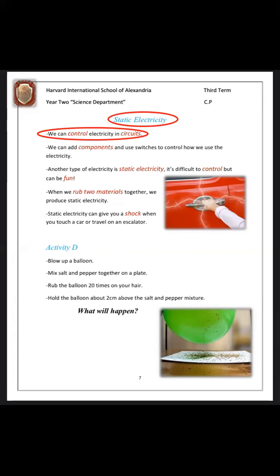What is static electricity? Okay, like I said, we can control electricity in circuits. We can add components and use switches to control how we use the electricity. Remember the components in the previous lesson? These are the wires, the cells, and the lamp. And if we want to make a break, we're going to add switches.